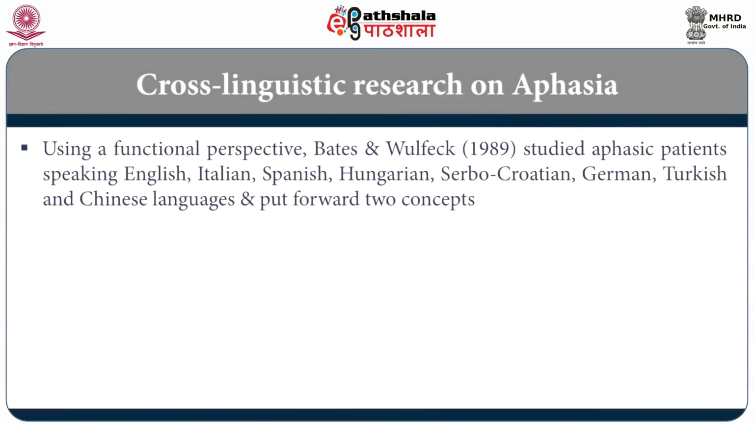Alright. One of the early studies which I like to quote as an example of excellent cross-linguistic research which gave us new insights about aphasia is that of Bates and Wulfeck in 1989. They studied aphasic patients speaking English, Italian, Spanish, Hungarian, Serbo-Croatian, German, Turkish and Chinese. Look at the variety of languages. And then they put forward two notions which are very central to the connectionist models.